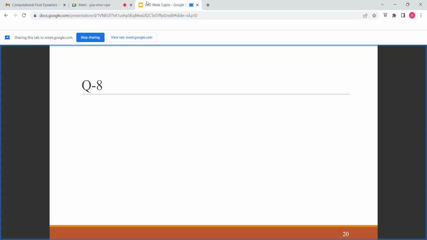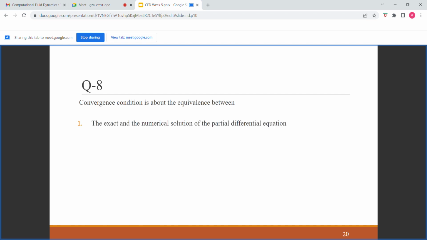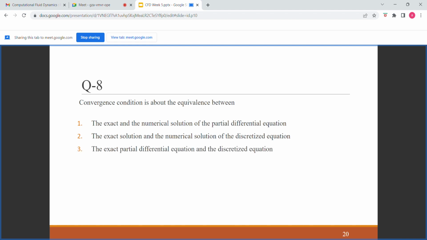So we'll move on to question 8. It asks: convergence condition is about the equivalence between which of the following: exact and numerical solution of the partial differential equation, exact solution and numerical solution of the discretized equation, exact partial differential equation and the discretized equation, or none of the above.